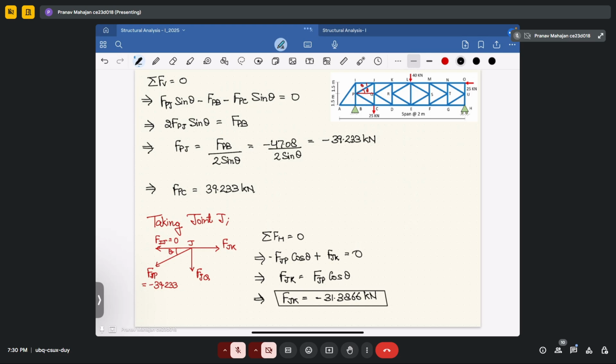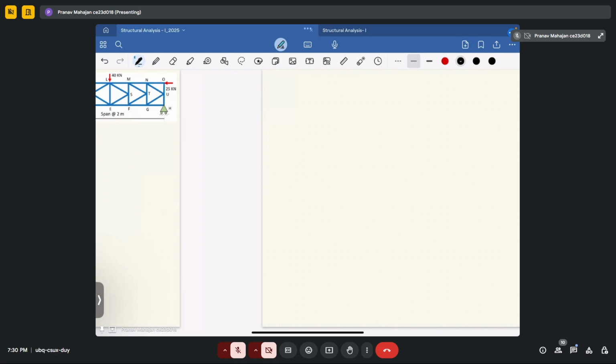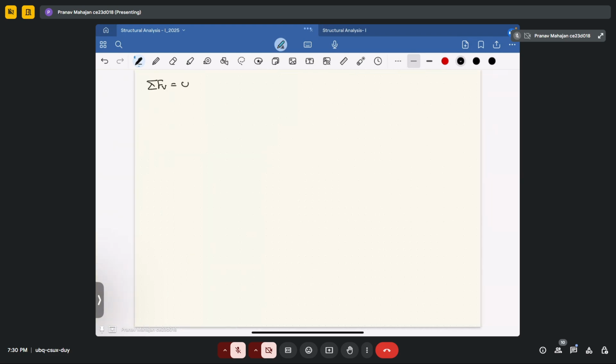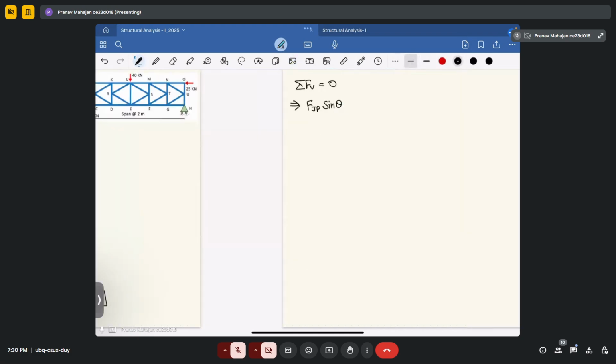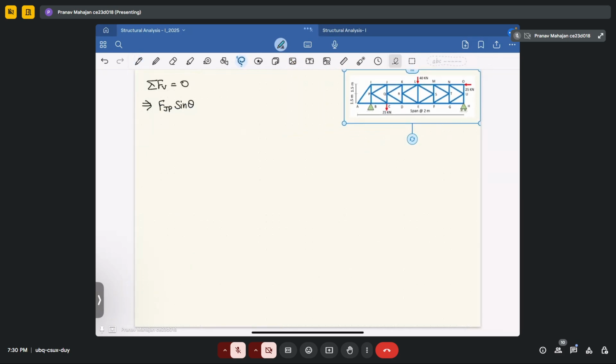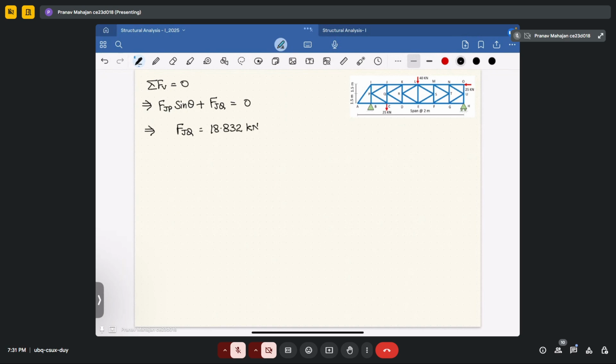Okay, so first force now we have calculated. Now we have to calculate another force member, that is, I think, JQ. Yeah, JQ. Now calculate the vertical force. So summation of vertical force equal to 0, you will get FJP sine theta plus FJQ, it will be equal to 0. I will copy this diagram again for you. Now you can calculate FJQ. It will come out as 18.832 kilonewton.